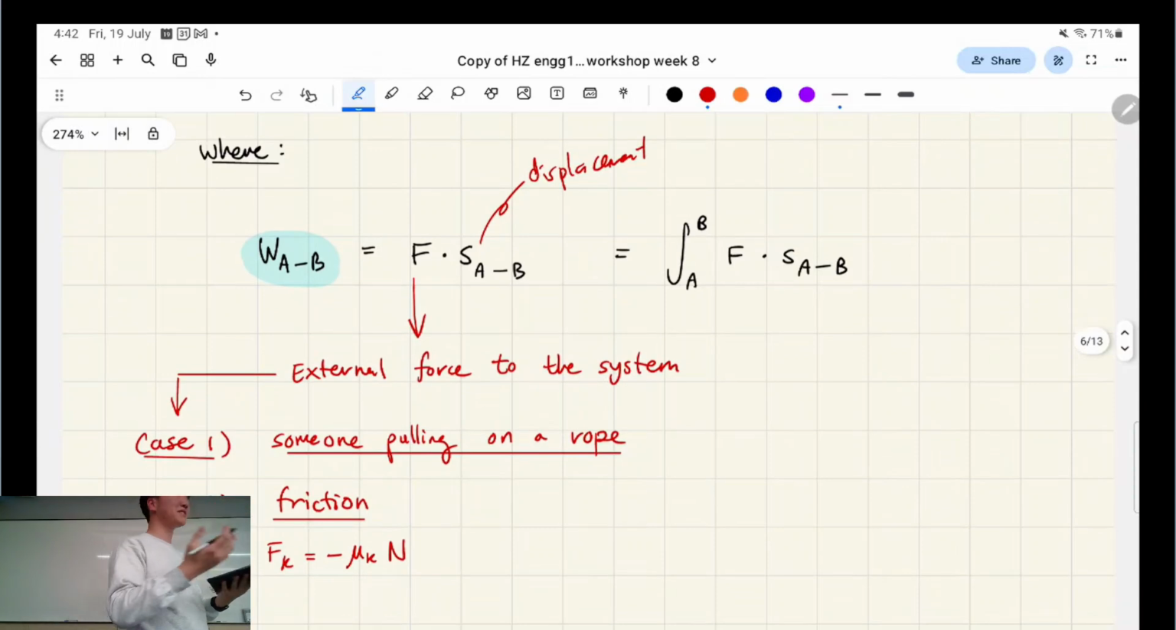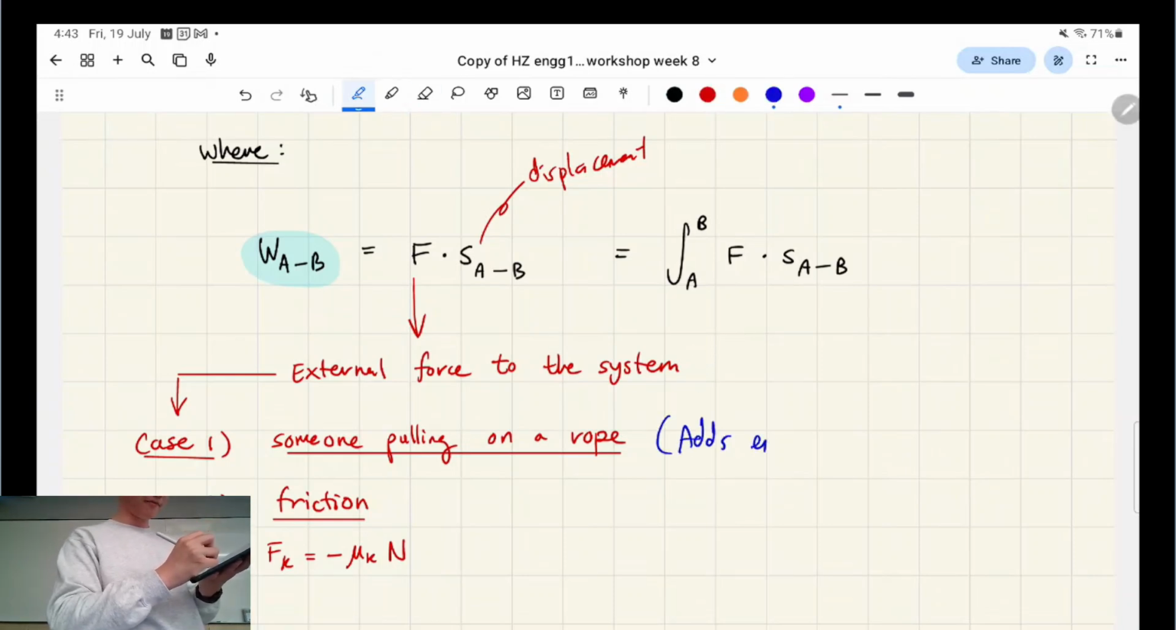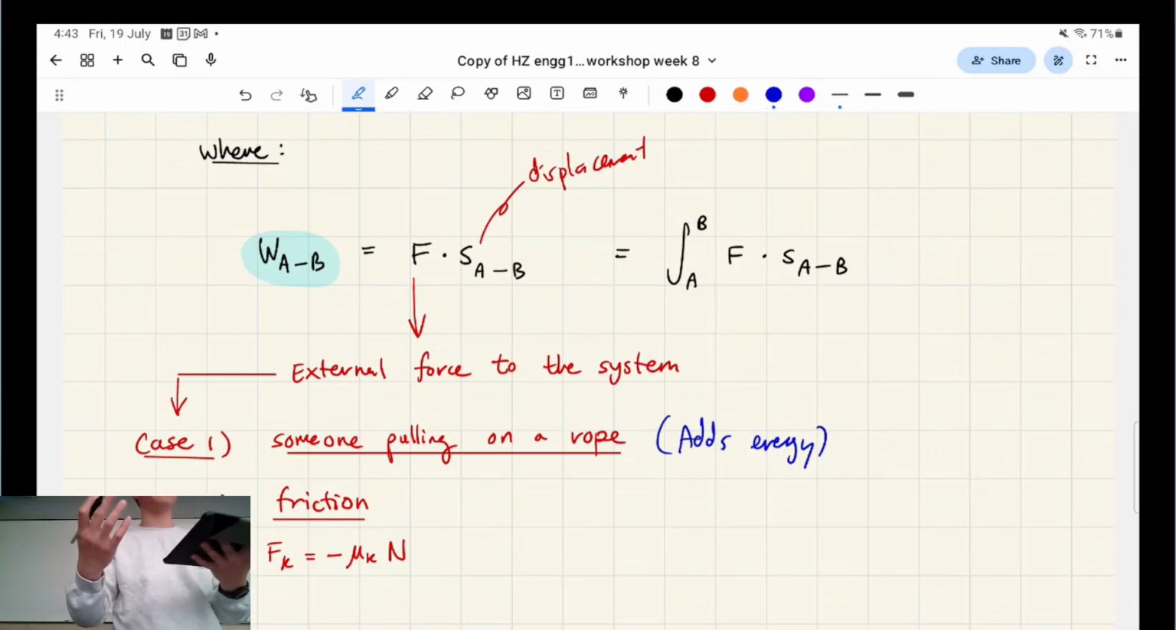When I'm talking about external force, there's basically only two cases you're going to see. One is someone pulling on a rope. This is a mechanical kind of work that they've done to pull on a rope or something. Do you reckon this adds or subtracts work from a system? Adds. Very good. So this adds energy to a system. What about friction? Friction, we know, opposes the direction of motion and the forces which go in that direction. So do you reckon that friction adds or removes energy from a system?